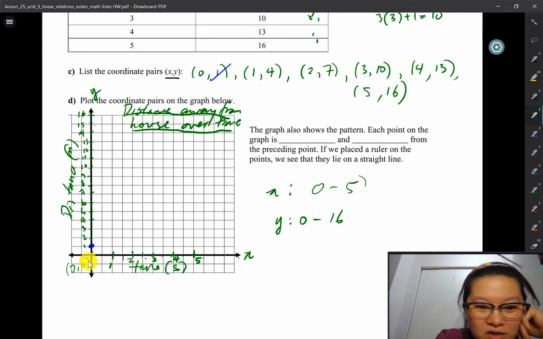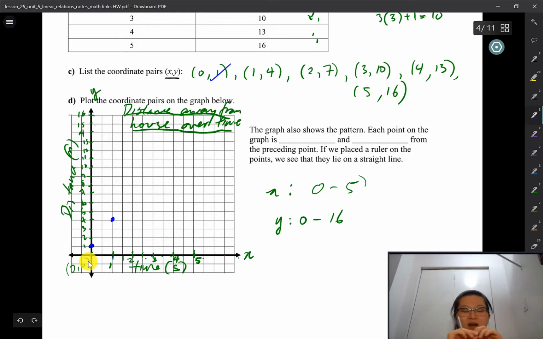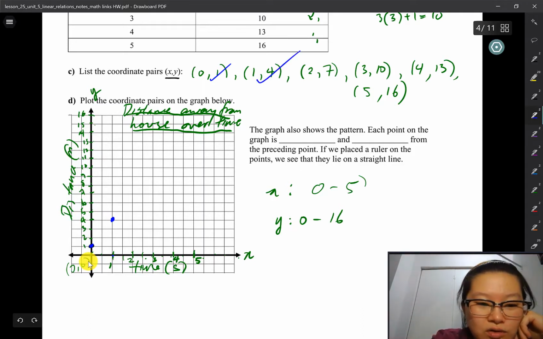Now if x is equal to 1, y is equal to 4. So I go along my horizontal line and identify the 1. 1 is right there. And then I move up to where the 4 is on my y-axis. That is where my next dot is. So notice when I'm drawing my dots, I'm looking at the x-axis, the horizontal line for my x, the vertical for my y.